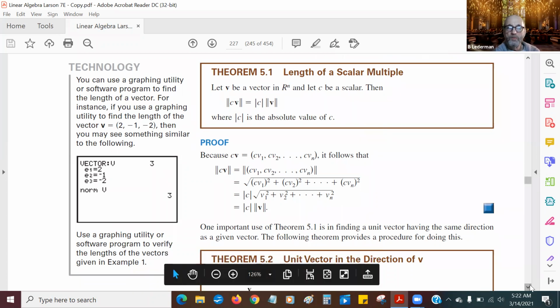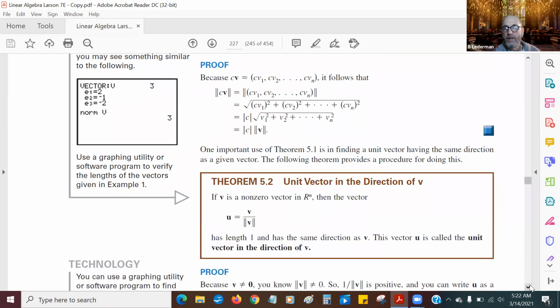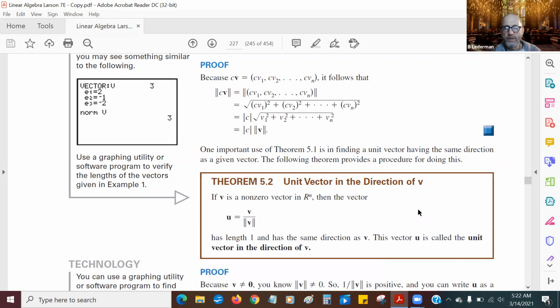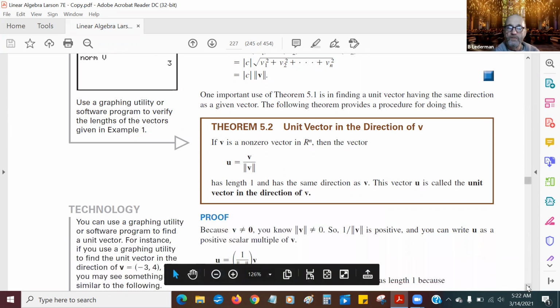Anyway, let's move on. Suppose you have a vector in Rn, and you want to create a unit vector in the same direction as the original vector. Well, all you've got to do is take the original vector and divide it by its magnitude, and now I have a vector in the same direction with a magnitude of 1, a unit vector. And this is again very simple to prove.